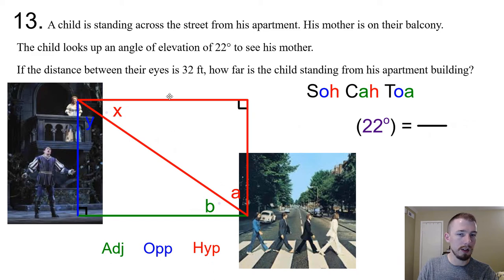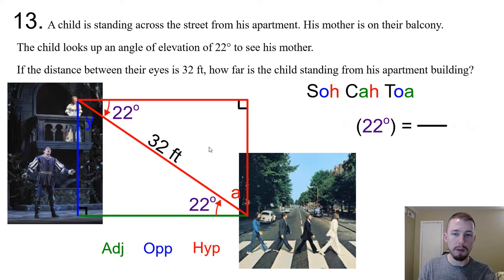All right, so the distance between their eyes is 32 feet. That's going to be the direct distance between their eyes, which is going to be the diagonal here, which is our hypotenuse, in other words, is 32 feet. If the child looks up with an angle of elevation 22 degrees, looking up, the angle of elevation would be angle B down here, which is going to be 22 degrees. Now that's going to be the same as the angle of depression for the mother looking down from eye level, which would also be 22 degrees, by the way.